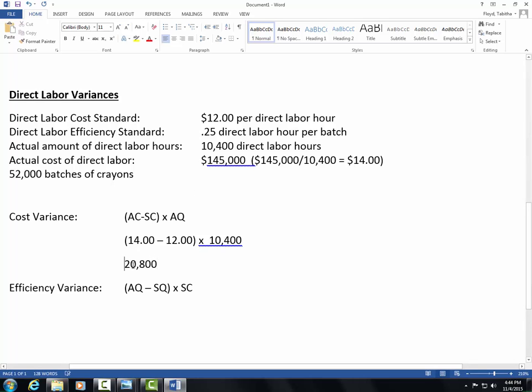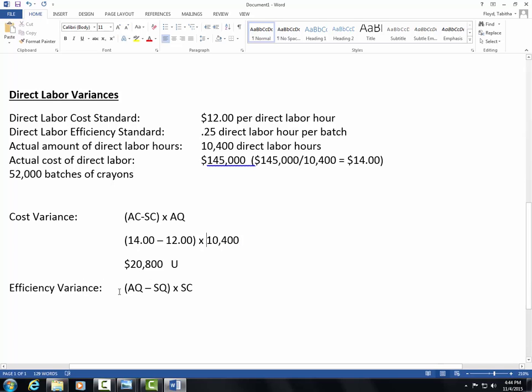Now we have to decide if this is favorable or unfavorable. Well, we paid $2 more an hour than we thought we should, so that's going to increase our cost, which will lower our operating income. So it's unfavorable. We paid more than we had anticipated, so it's unfavorable.